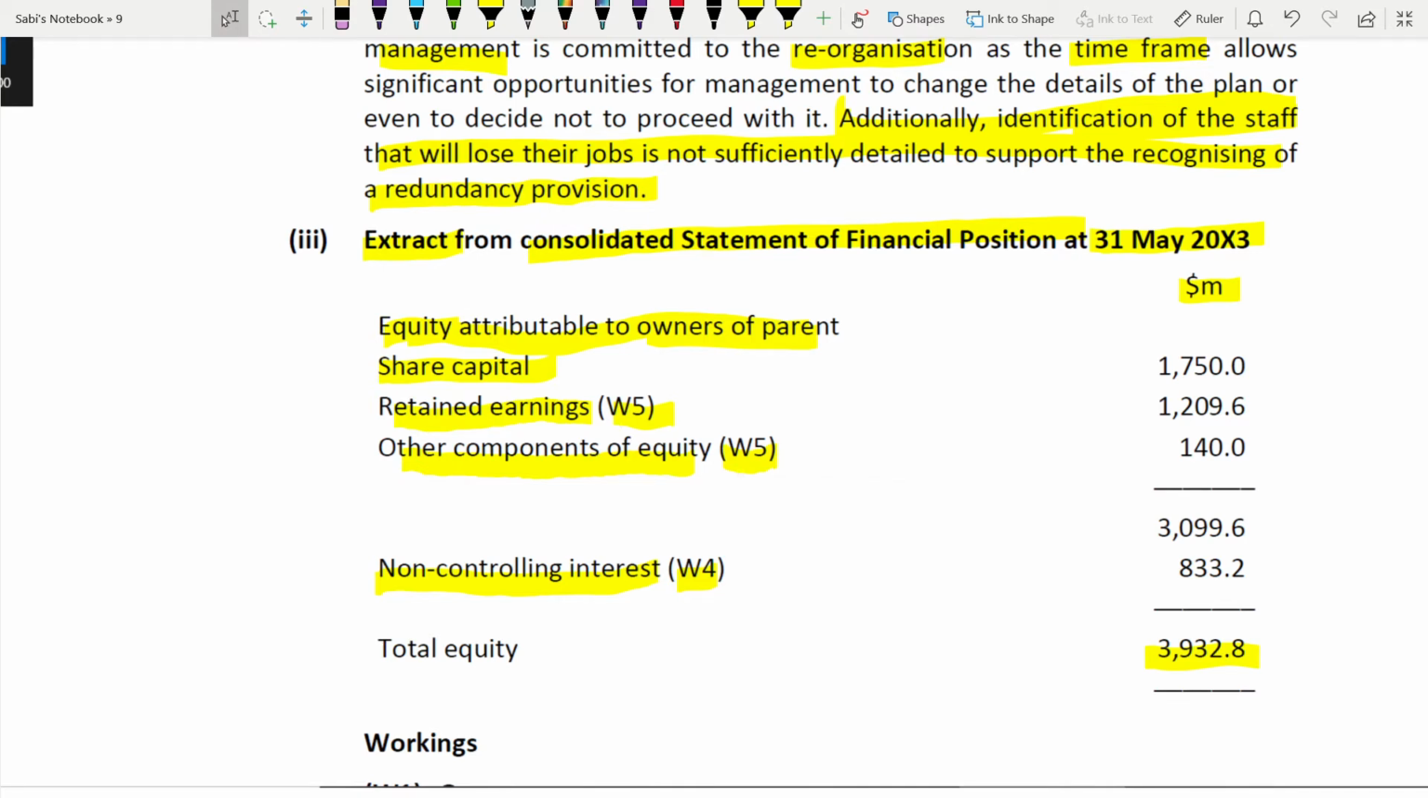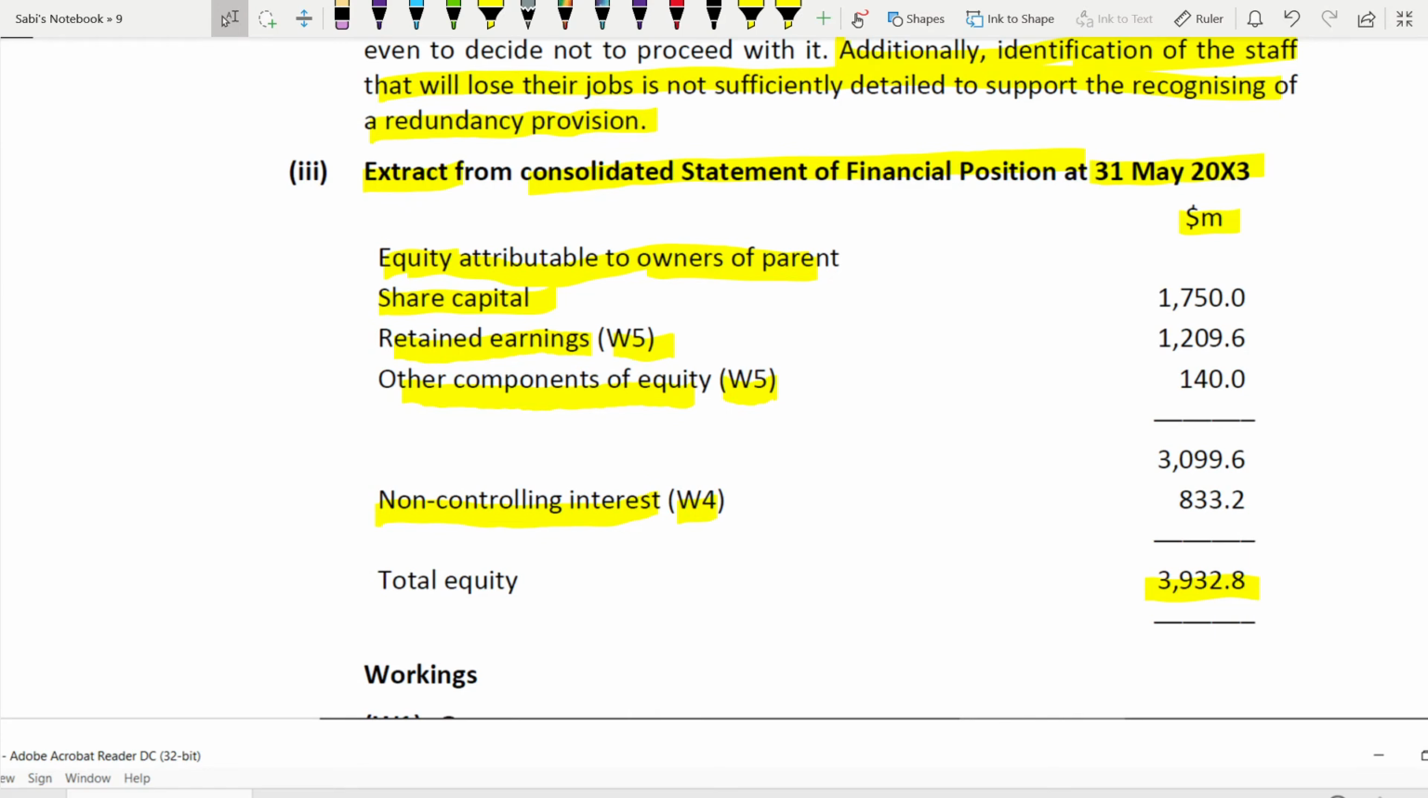Working needs to be separated from your main table. Please see it. You are writing equity, share capital, retained earnings, other components of equity, NCI, total equity. Then you are going to the workings. This is how even in your real exam you need to write. Definitely you are doing the working first, and then writing the main table. But when you are showing it, you can keep some space. You can just write the labels, put the headings, share capital, retained earnings. The numbers you can put later after you get through the workings.